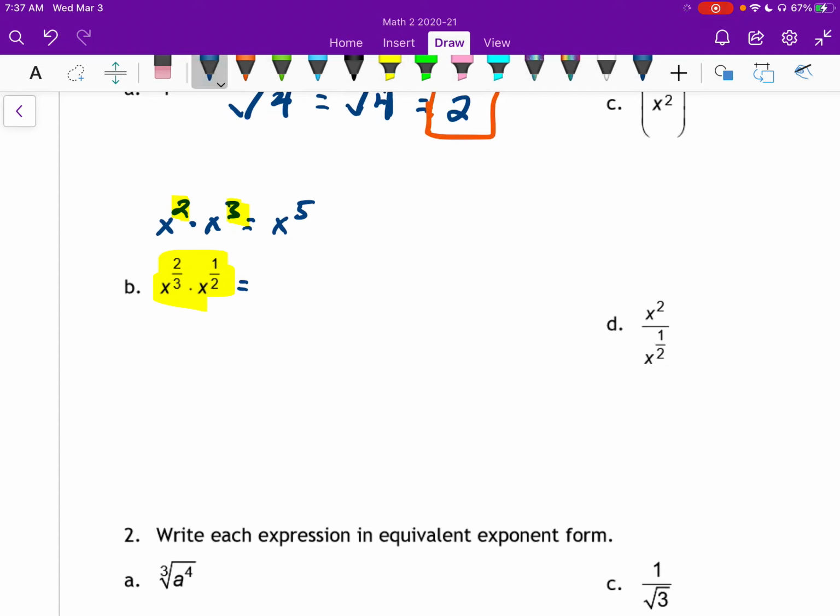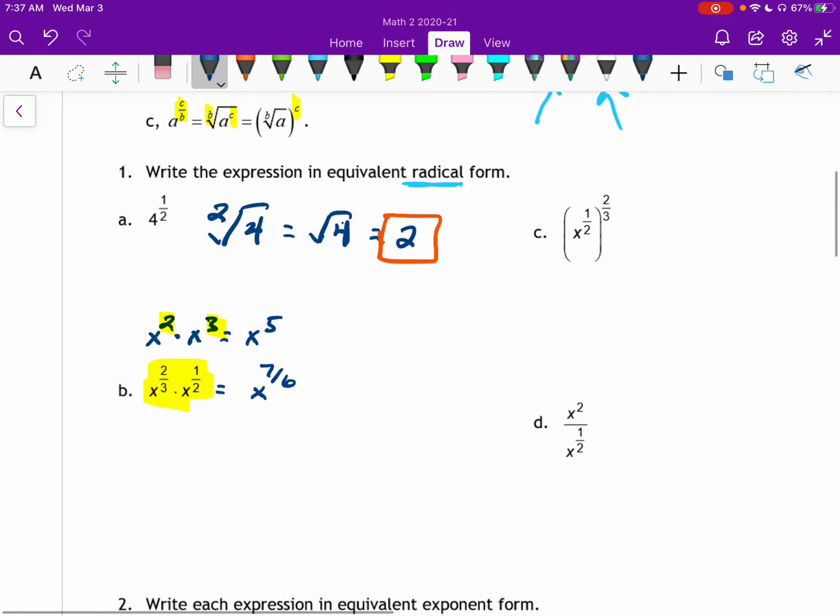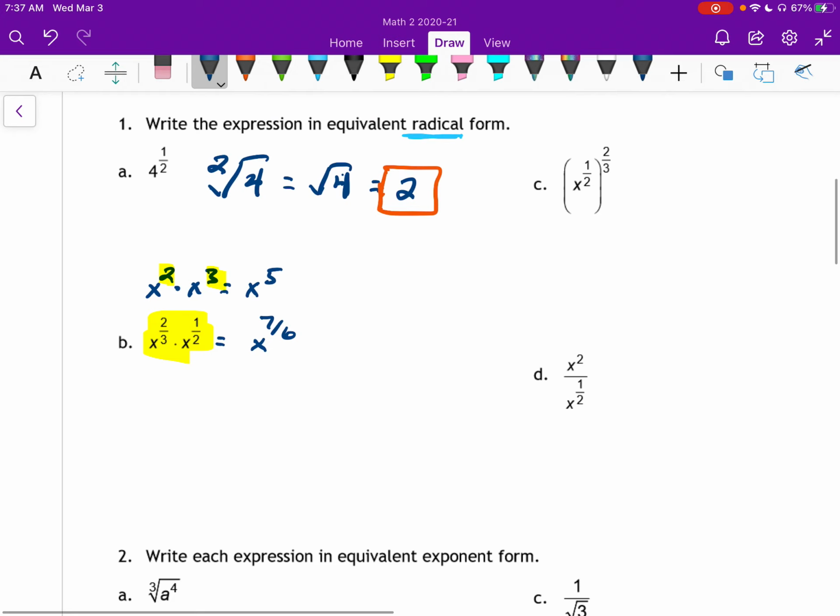So here we added, so we're going to add again. So this will be x to the, and I'm just going to get my calculator out and type in 2 over 3 plus 1 over 2, and that gave me 1 and 1/6. But we can't use mixed numbers. We need improper fractions. So this is 7/6, right? If you would prefer to do these by hand, I think that's great. I'm going to probably use a calculator a lot of the time.